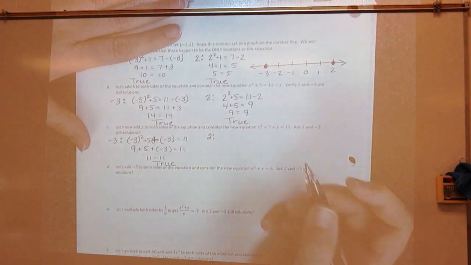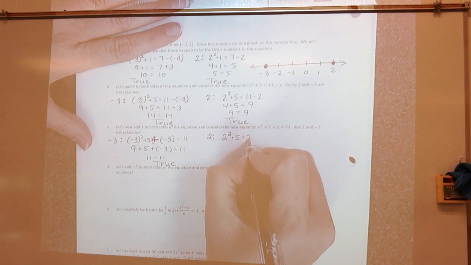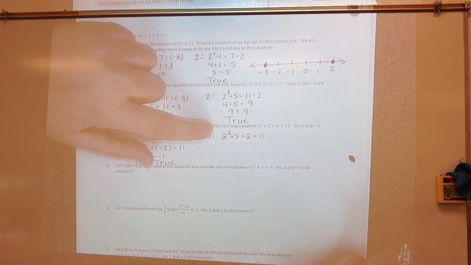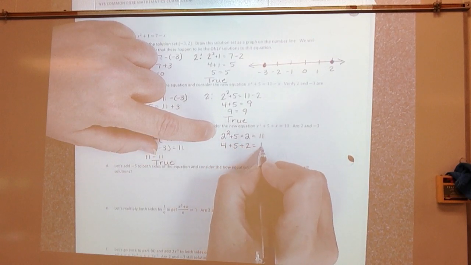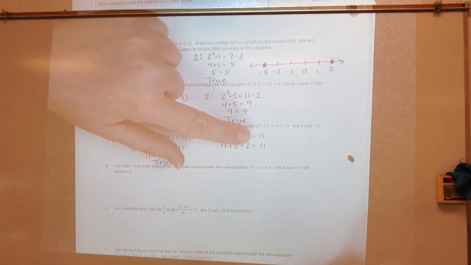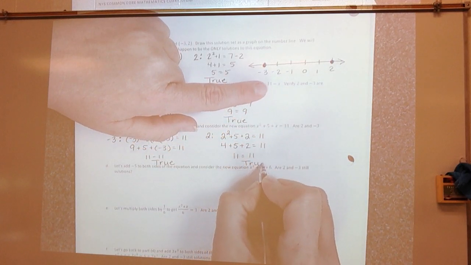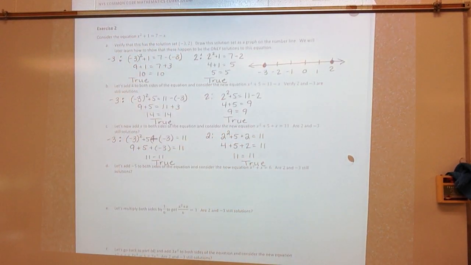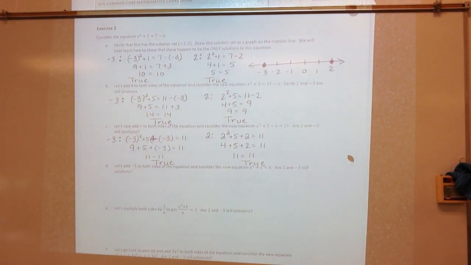Let's look at 2. So I have 2 squared plus 5 plus 2 is equal to 11. 2 squared is 4 plus 5 plus 2 is equal to 11. 4 and 5 is 9 plus 2 is 11 is equal to 11. That is still true. Because once again, I did the same thing to both sides of my equation.